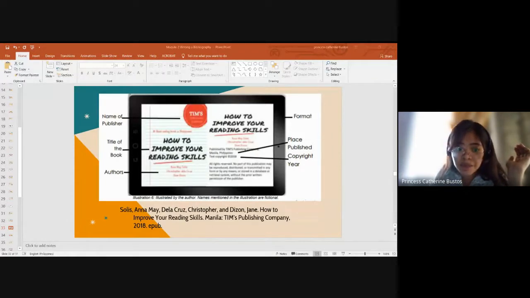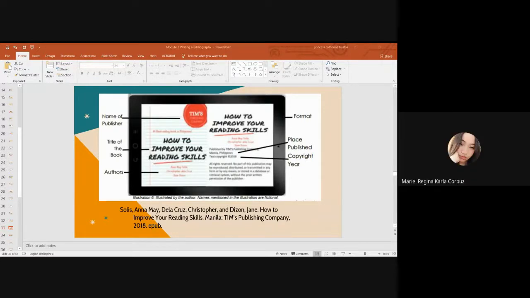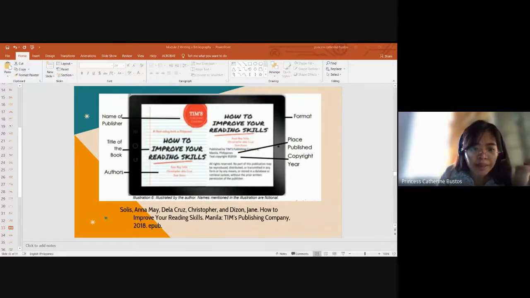You have the name of the author or the authors. How many authors do we have here? Yes, Marielle. How many authors do you see? Three po. There are three. We have Solis Aname, De La Cruz Christopher, and Dizon Jane. Very good. As you can see, we have here the word "and." Now, what's next after the name of the authors?